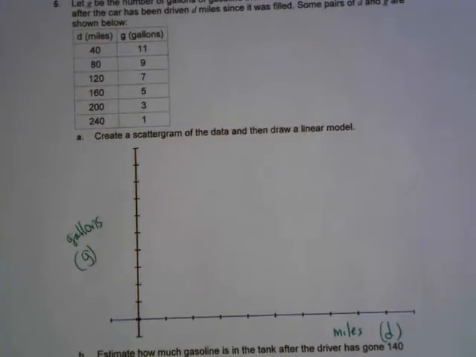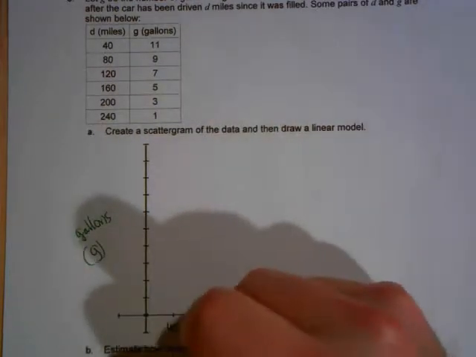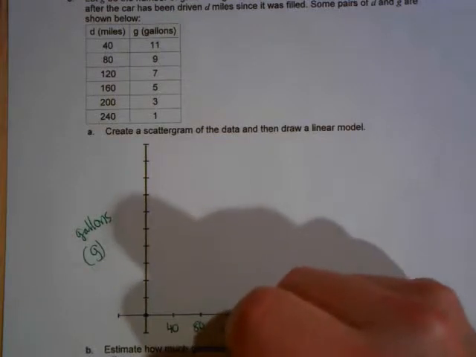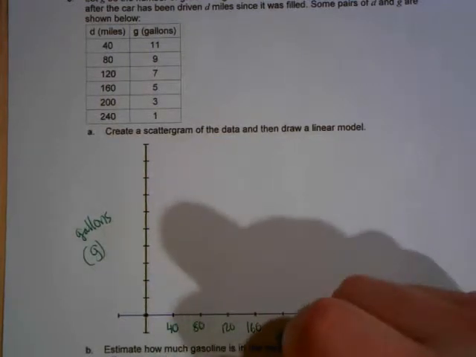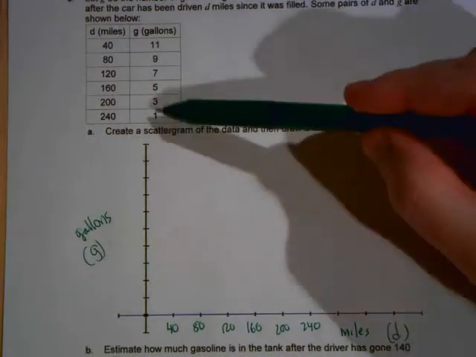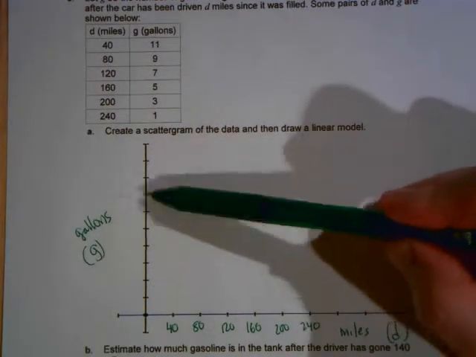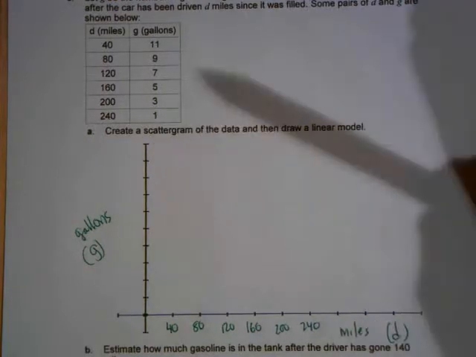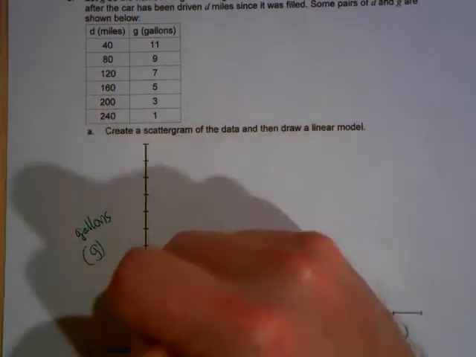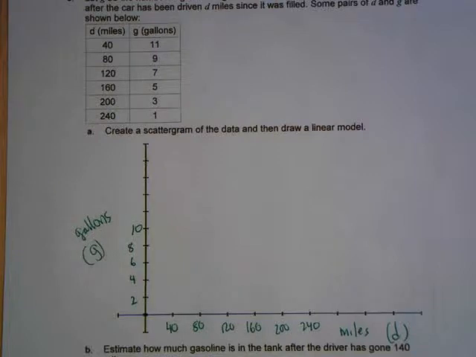Okay, miles. Well, it seems like just going 40, 80, 120, and so on makes a lot of sense, since that's how it was given. And here, low of 1, high of 11. Let's see, 1, 2, 3, 4, 5, 6, 7, 8, 9, 10. I'm not too happy with that going up off the graph. So I'm going to go 2, 4, 6, 8, 10 to make it all fit on my graph. I think if you went 1, 2, 3, 4, 5 here, it would probably be okay. But I'm going to go 2, 4, 6, 8, 10.